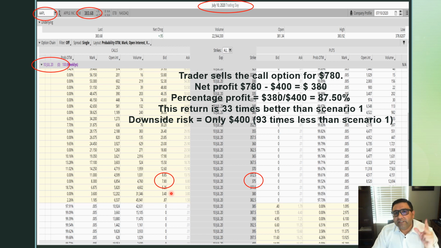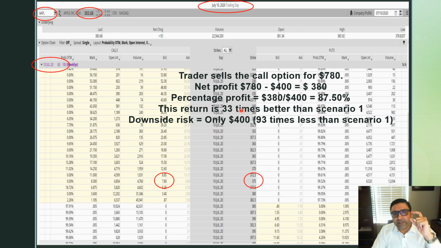So I prefer the second strategy, selling the whole option contract. So let's see how the math will work. In this case, you sell the option contract for $780. Remember, $7.80 per share times 100 shares, $780. So what's your net profit? You made $780. You take out the $400 that you initially invested, you have a profit of $380. But look at the percentage profit.